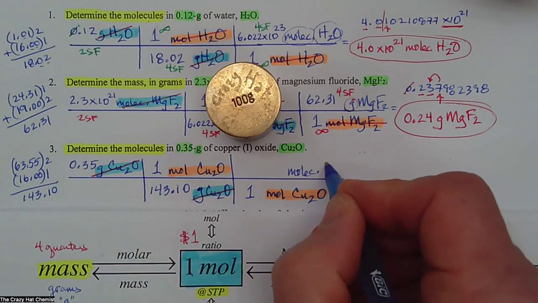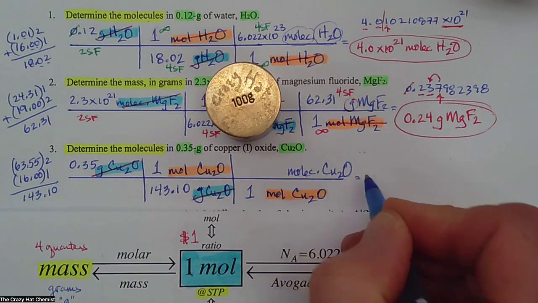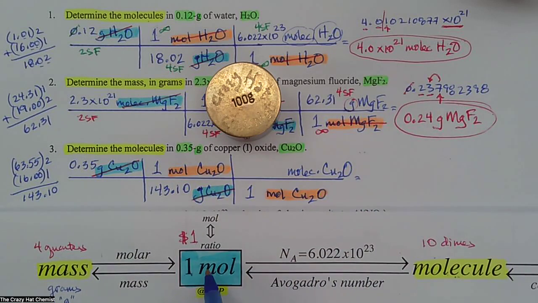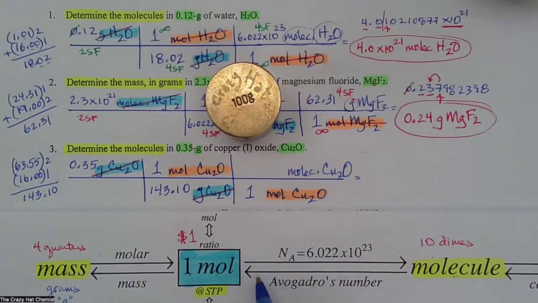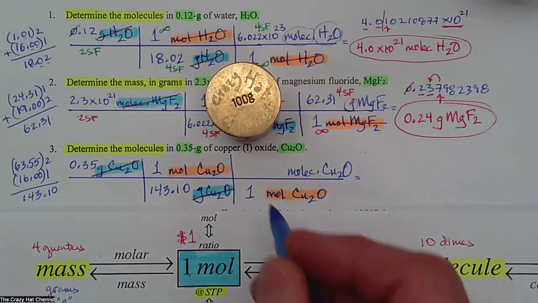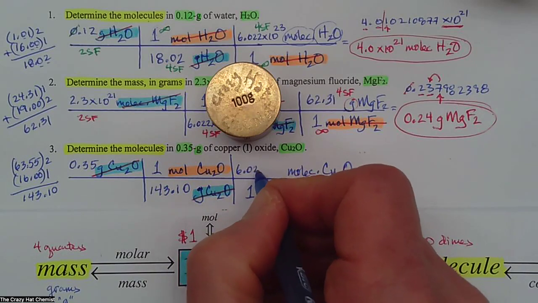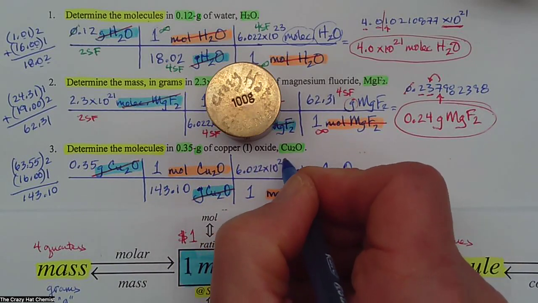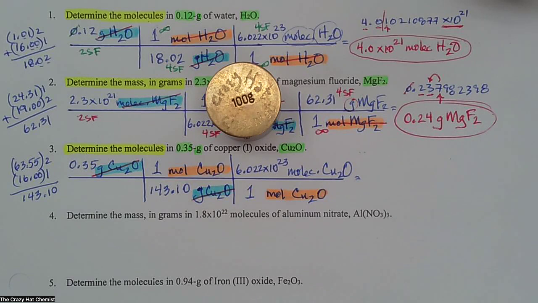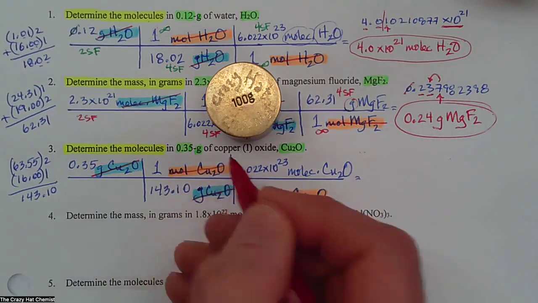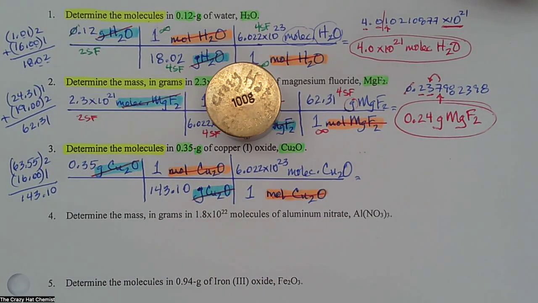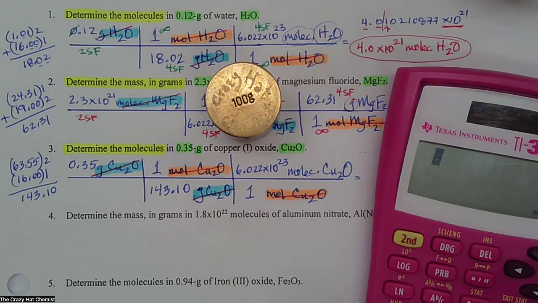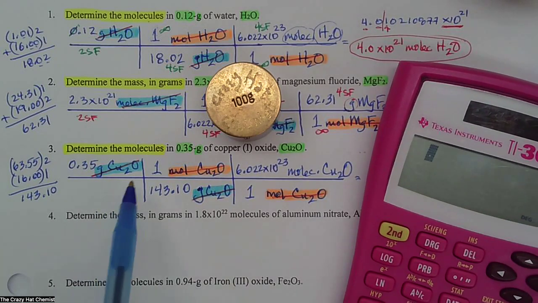Same formula, Cu2O. And then what's the number in front of the molecule? Well, I already got the number in front of the mole, so it must be Avogadro's number, 6.022 times 10 to the 23rd. Fantastic. This will enable me to cancel out the moles of copper 1 oxide. And then what we're going to do is key this into our calculator here. So remember, numerator times numerator divided by denominator, skip the 1.